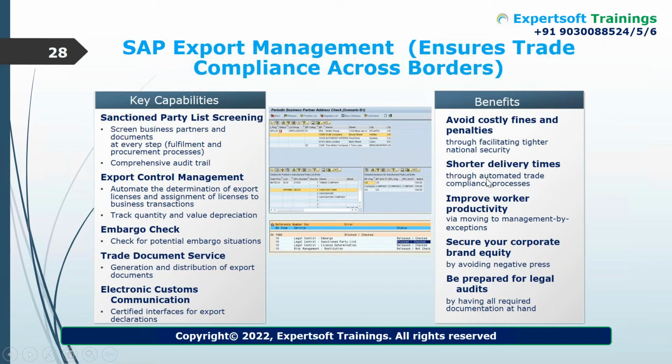Shorter delivery times through automated compliance processes. When you send the declaration data to customs authorities way before your shipment has departed from the port of departure or from the office of exit, it makes sure that you have all the details with the customs authorities. And if you are missing any information, GTS won't even allow you to send the data to the customs. So that is one validation that you have in GTS.